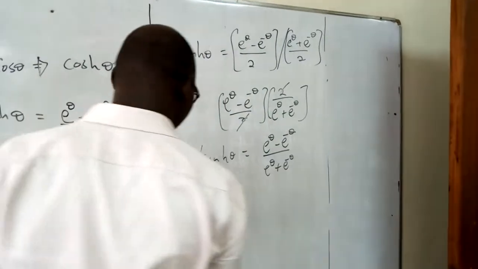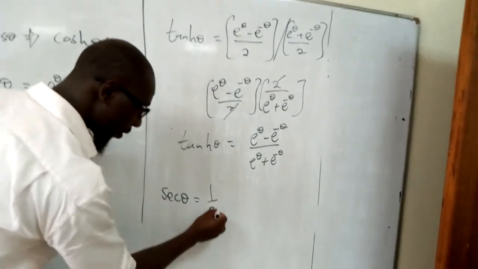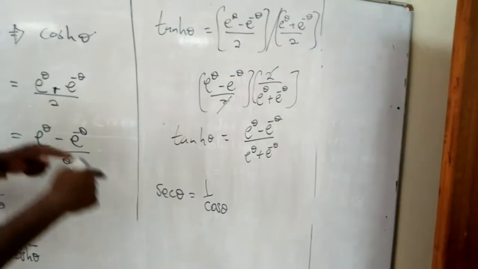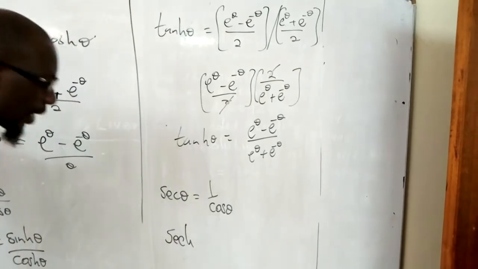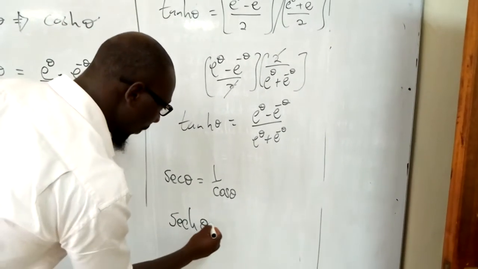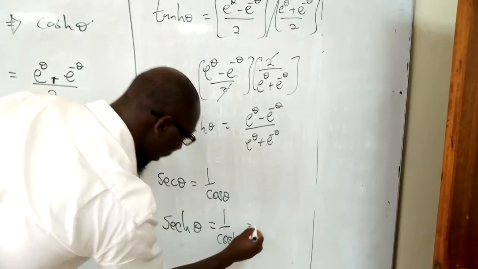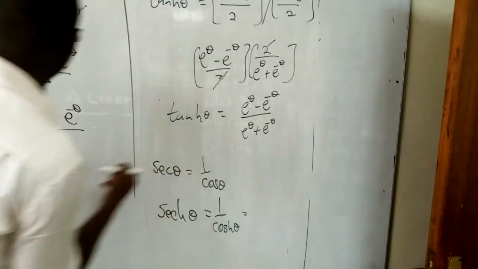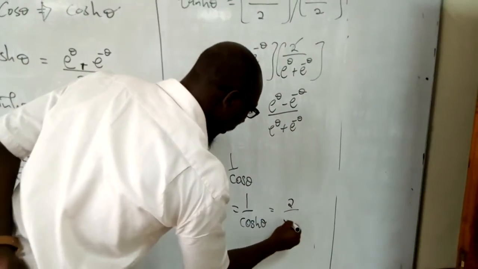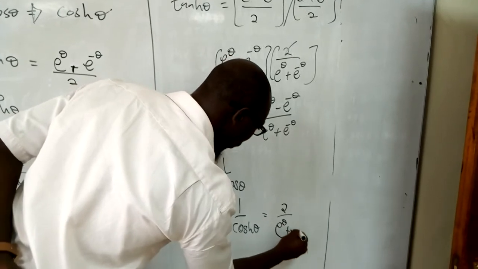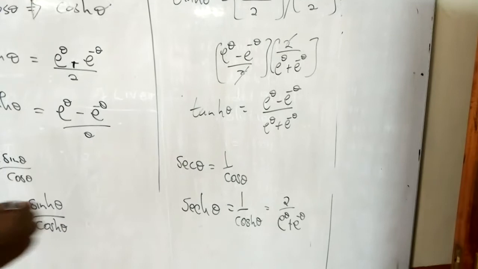Same way we have sec of an angle theta equal to 1 over cos of theta. This also applies in hyperbolic, that sech, read as sech of theta, is given by 1 over cosh of the angle theta. That is 1 over cosh theta, which gives us 2 over exponential of theta plus exponential of negative theta. That one is sech of the angle theta.